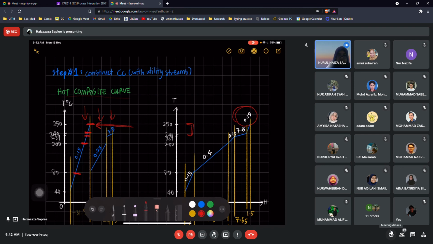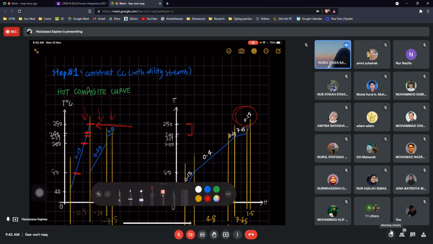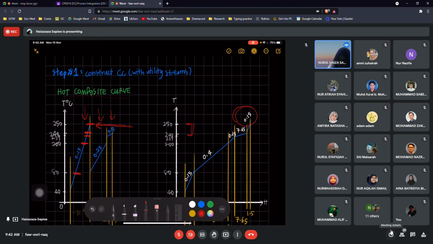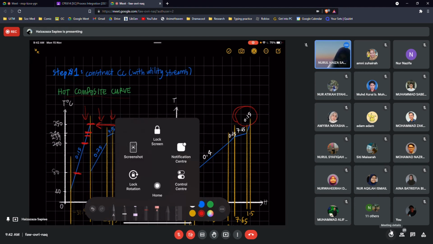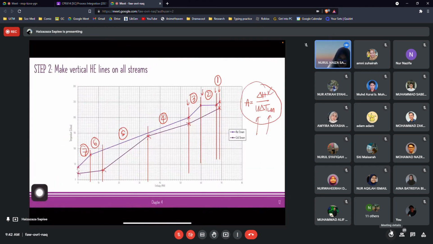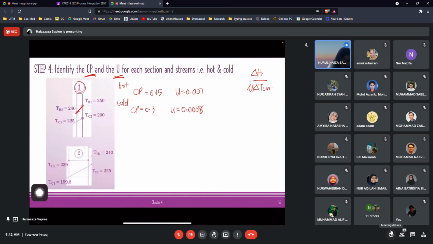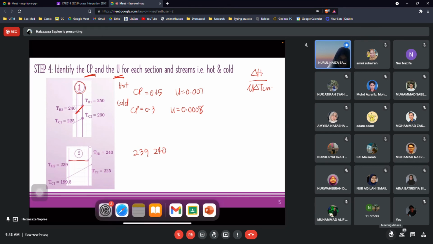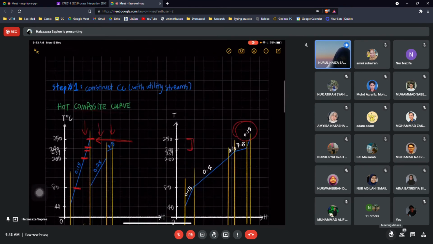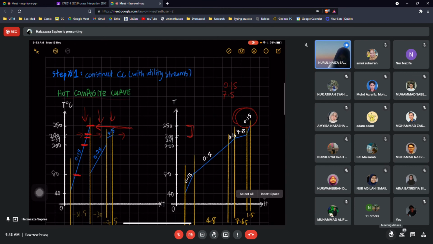Okay. Tapi kalau untuk section 2, what you realise kat sini, for section 2, from 239 to 240 kan, you have kat sini kan, 239 to 240, kita ada dua. So kita ada ni dengan ni. So kita ada 0.15 dengan 7.5. So you have to identify your CP1 and CP2 lah.